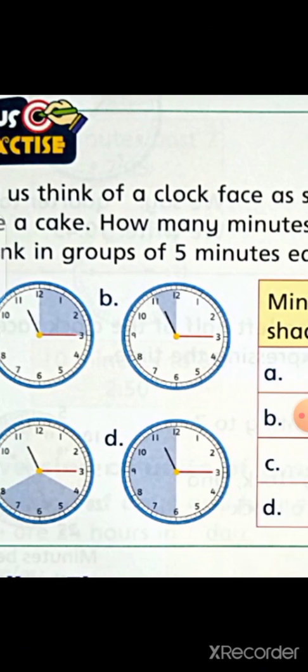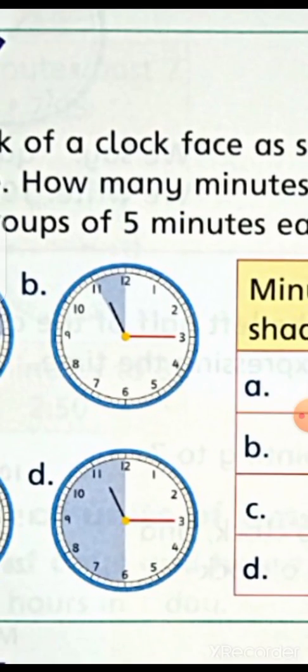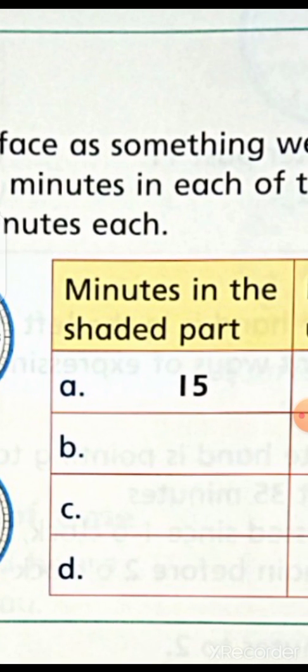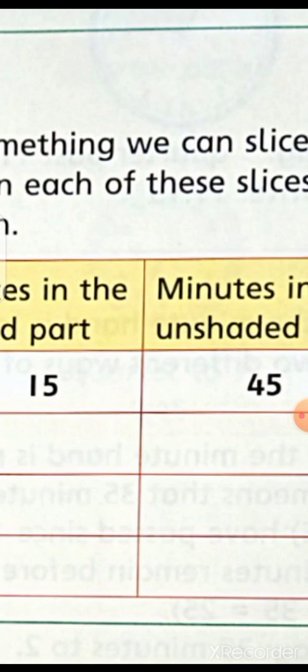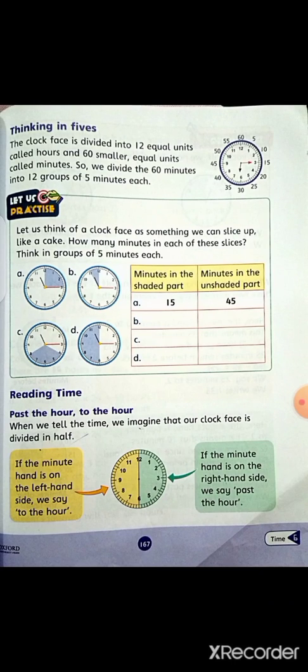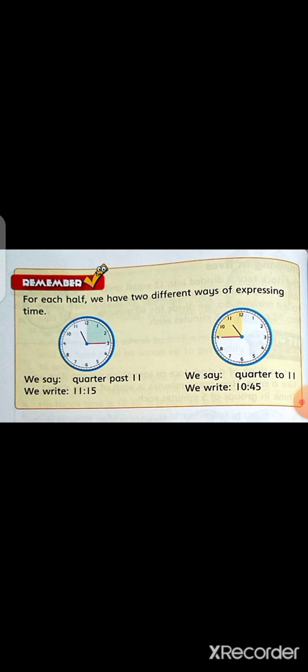Now part number D. It's clear. Half of the part is shaded and half is not shaded. So it means 30 minutes are in the shaded part and 30 minutes in the unshaded part. Page number 168, there are two clocks.